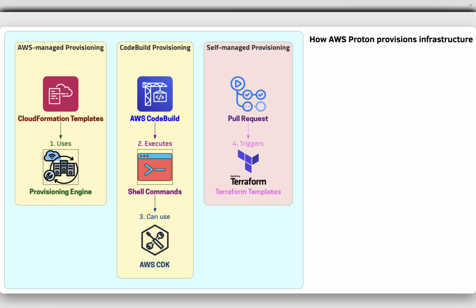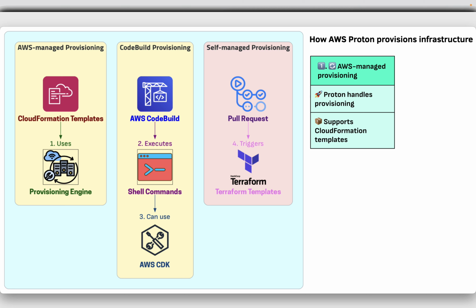So how does AWS Proton provision the infrastructure? There are three choices. First one is AWS Managed Provisioning. AWS Proton calls the provisioning engine on your behalf. This method supports only AWS CloudFormation template bundles. So under the hood, this AWS Managed Provisioning will take care of CloudFormation. So you can think of AWS Proton as a higher level service built on CloudFormation.